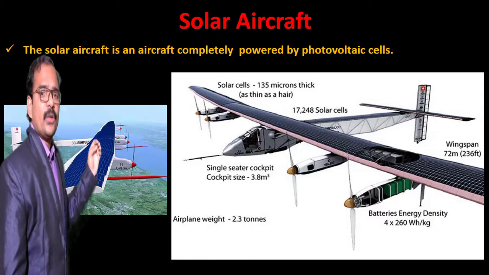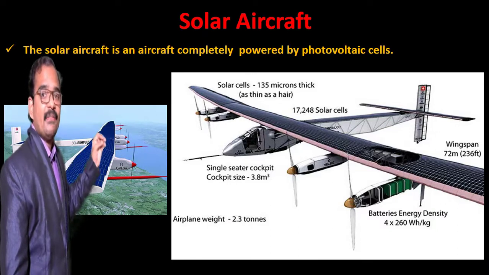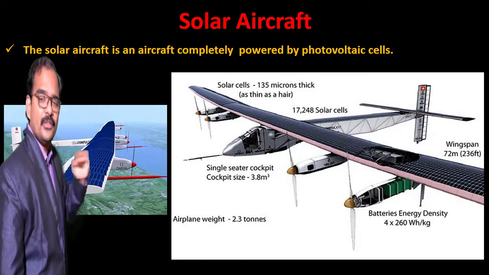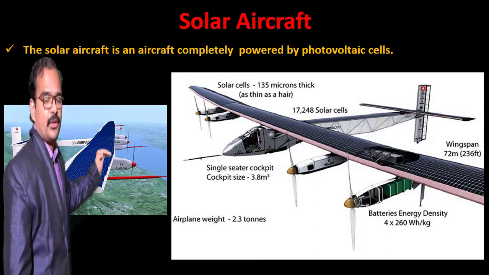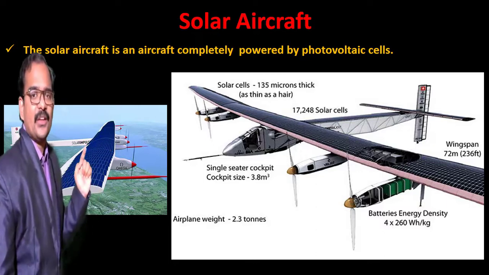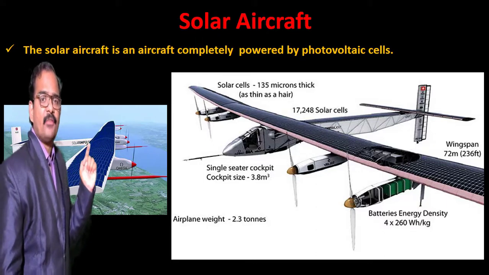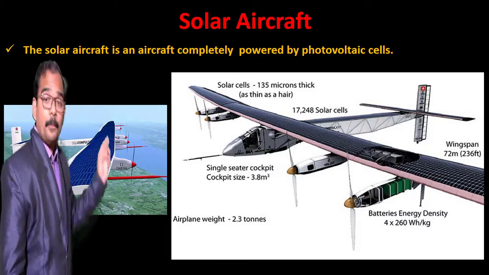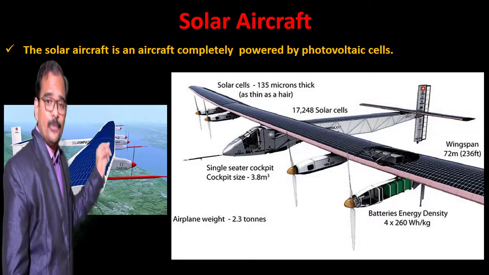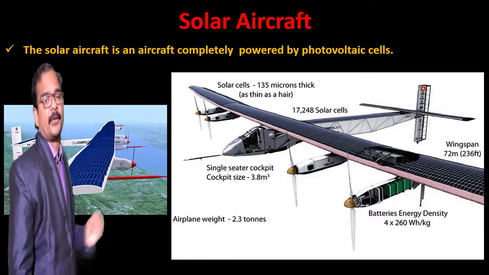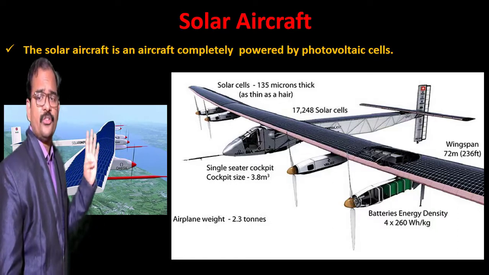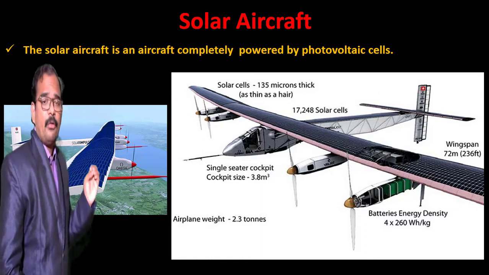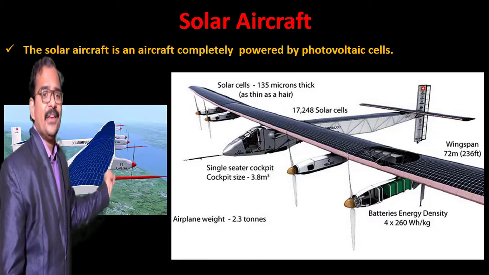And how many solar cells are used on this wing? 17,248 solar cells are installed on the wing of this aircraft in order to power it. Each solar cell's thickness is 135 micrometers, which is as thin as a hair. The cockpit area where the pilot sits is only 3.8 square meters. And it uses 4 batteries of 260 watt-hour per kg. So the complete weight of this aircraft is 2.3 tons.